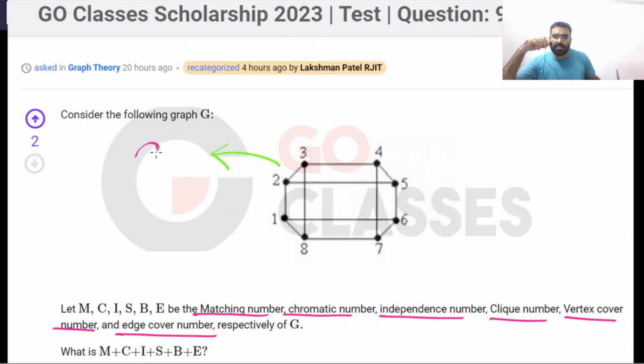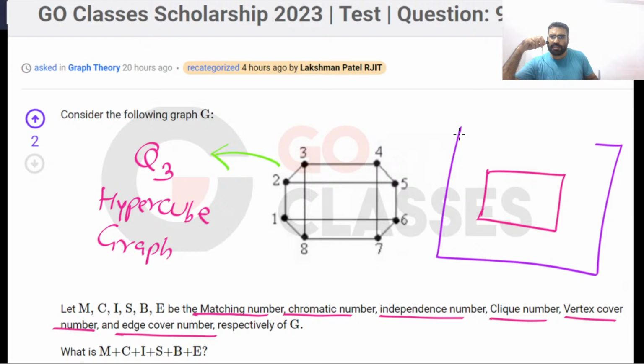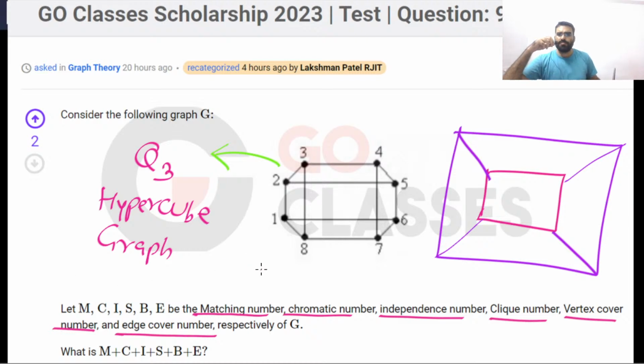What is this graph? This is your Q3, the hypercube graph on 8 vertices. If you notice, this graph is something like this. So this is a hypercube graph. Correct? Yes or no? This is your Q3, your hypercube graph.